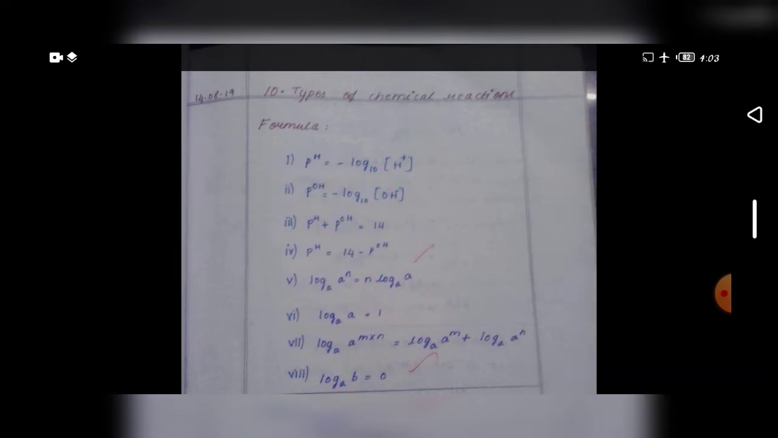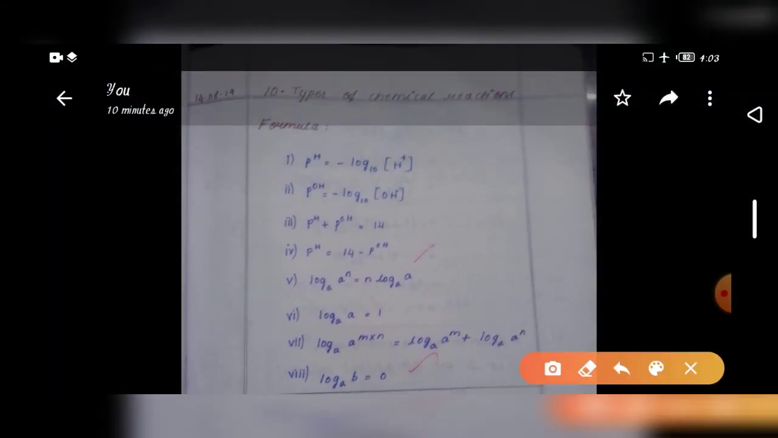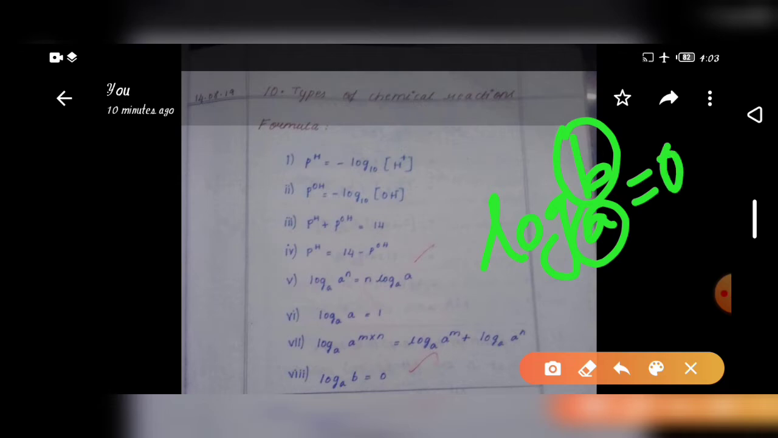In the same way, see another formula also. See again the formula, log B. Suppose it is log B base A. This is different and this is also different, which means the value is 0. So you apply the 7th formula. See here, the 7th formula I gave: log of A power m into n to the base A.